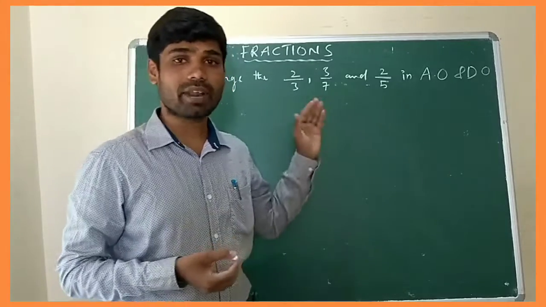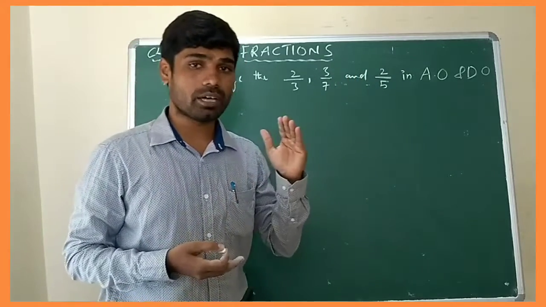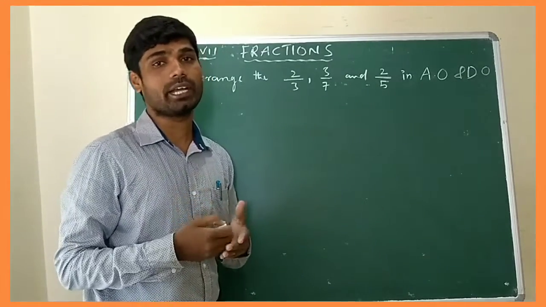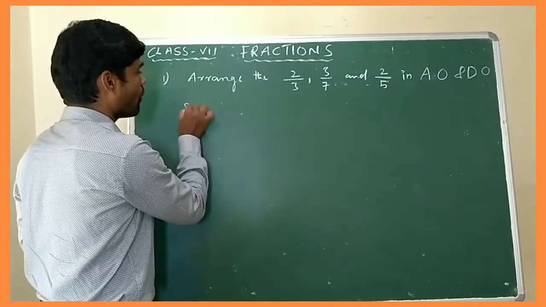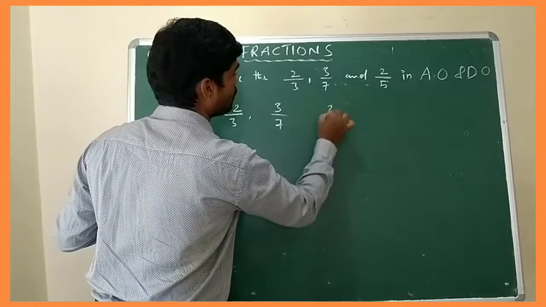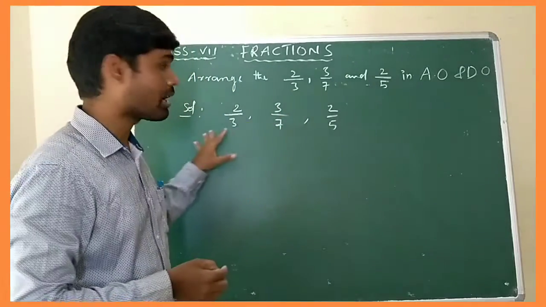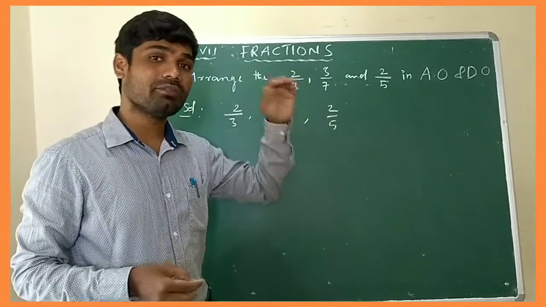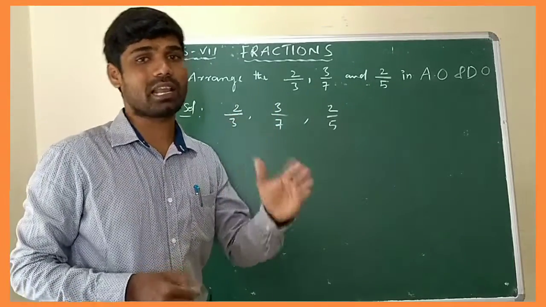Now let us write the given fractions in ascending order and descending order. First of all, how do we write ascending order and descending order? Let us check the fractions: 2 by 3, 3 by 7 and 2 by 5. All three fractions are unlike fractions, so they are not like fractions. When they are not like fractions, we can't say which is greater and which is smaller. So first of all, we should make them like fractions.